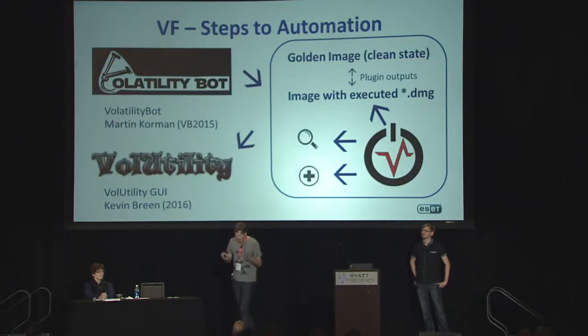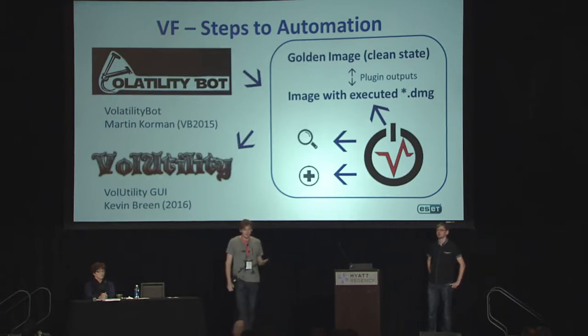Okay, and now the scheme. This is how we imagine this thing could work. Do you remember Virus Bulletin 2015? Martin Coleman presented his tool called Volatility Bot.